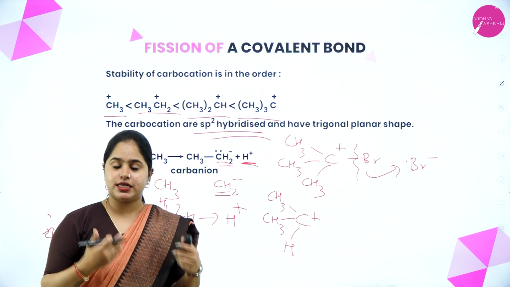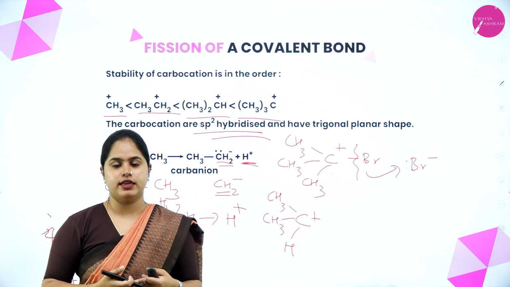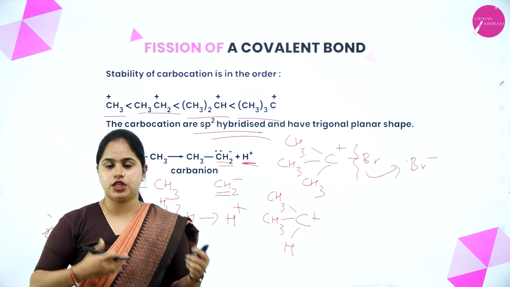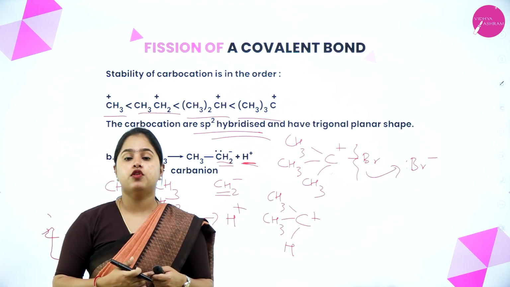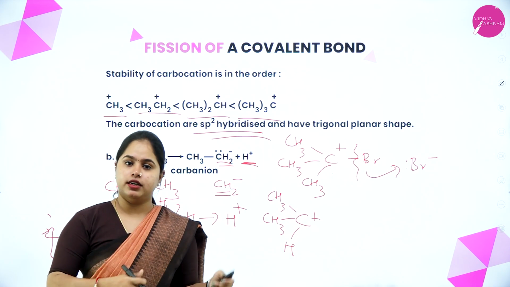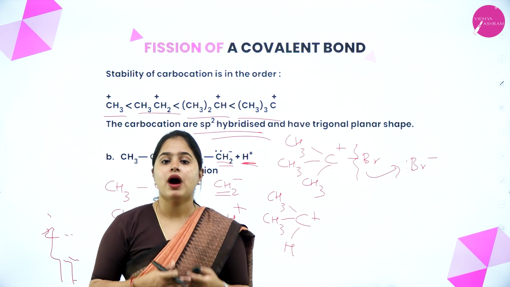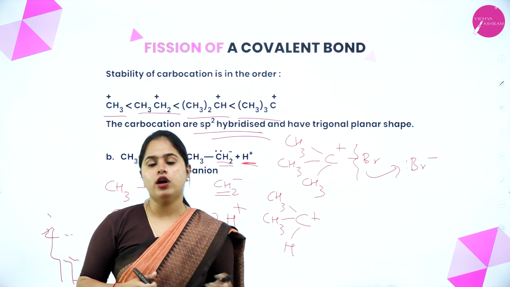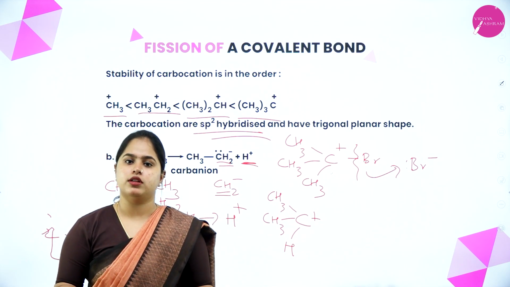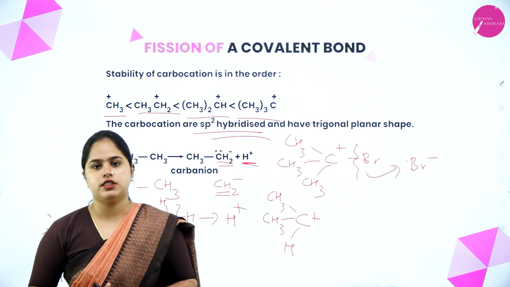So the stability order is also clear, I guess. For free radicals, the order is tertiary, secondary and primary. Same way for the carbocations, the stability order is tertiary, secondary, primary, right? So I hope isomerism and the bond cleavage, that is the fission of covalent bond, homolytic and heterolytic cleavage, is clear for you.